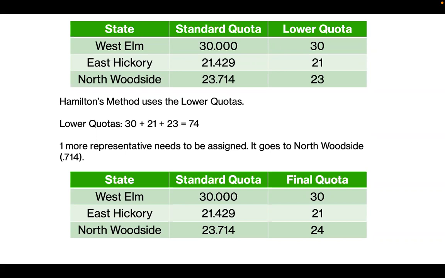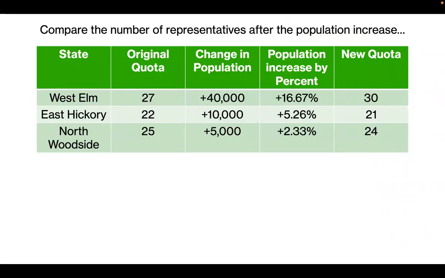But how do I know what that means? Now let's look at the number of representatives and compare. The original quota is in our first column here: 27, 22, and 25. And then we show the population increase. So we have the change in population, and then the percent increase. West Elm had a 16.67% increase in population. North Woodside had the smallest growth, and East Hickory was in the middle. But you can see East Hickory and North Woodside were both pretty small in terms of growth.